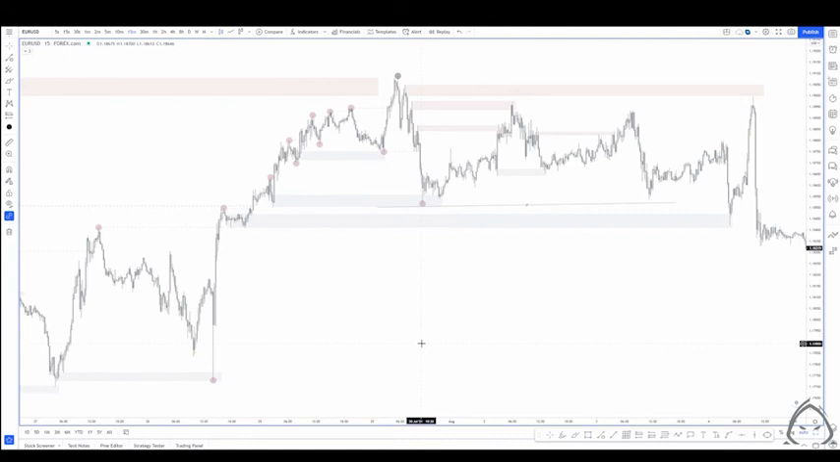It's all about reading all of the clues, looking at information. If you're looking at a trade and you're like, well, it's kind of mitigated, well, it kind of broke structure, well, it kind of took liquidity.